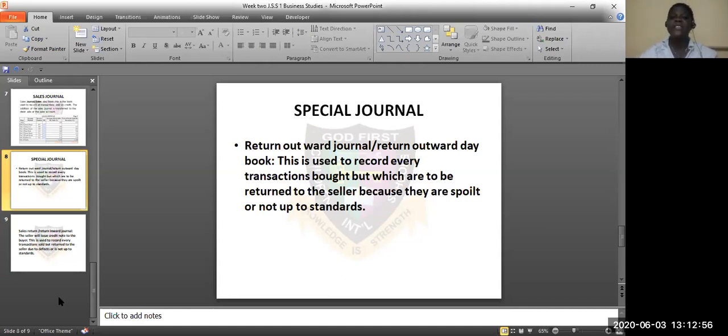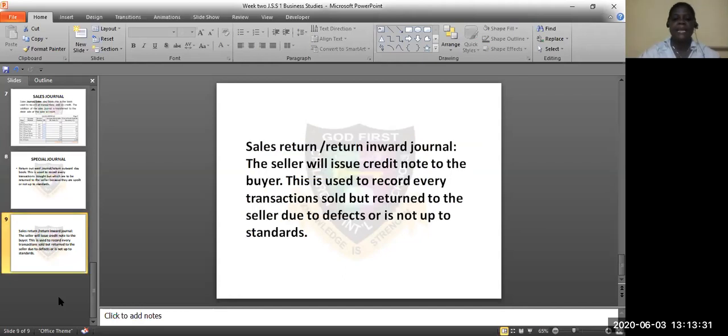You as the buyer will return it to the seller and let the seller know that this good has a defect or it is not up to the standard of goods that you can sell out. Now, when you are to return this good back to the seller, there must be a record track for it. This record track is called Return Outward Journal or Return Outward Day Book. And it is usually used by the buyer, like I said.